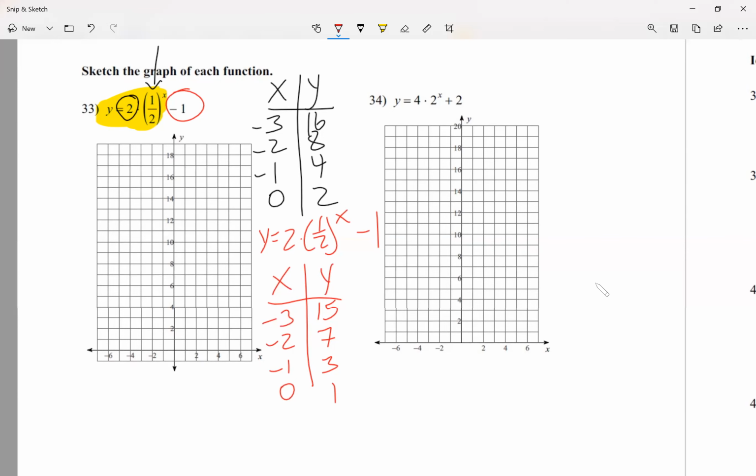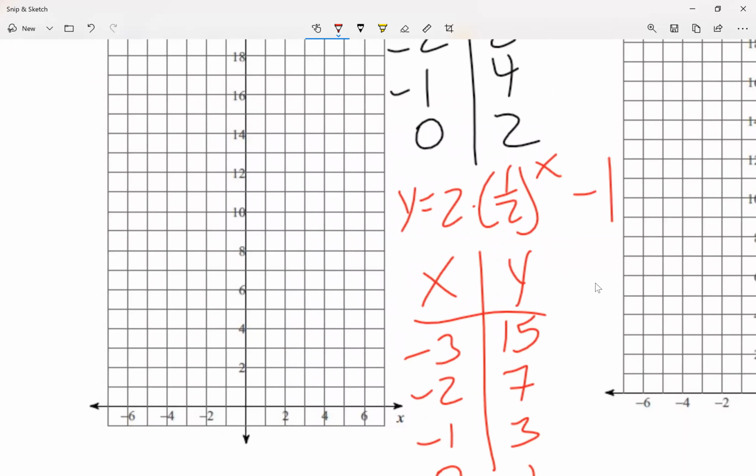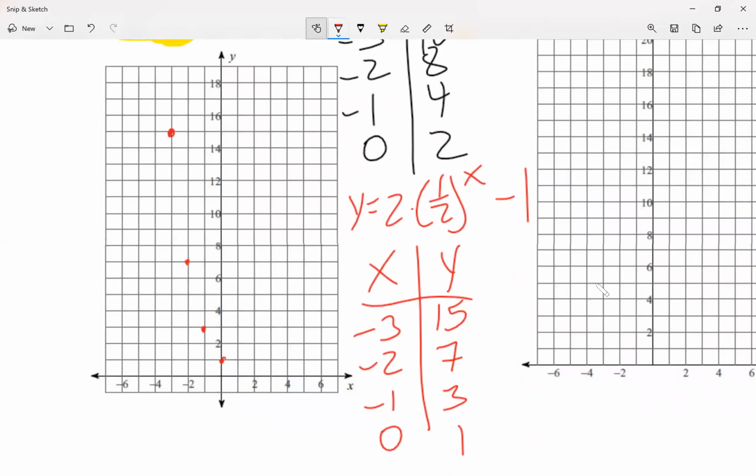-3, 15. That is right here. Then I have -2, 7. -1, 3. And then 0, 1. My graph is going down. And in this case, it is not going to approach 0. It is going to approach -1.